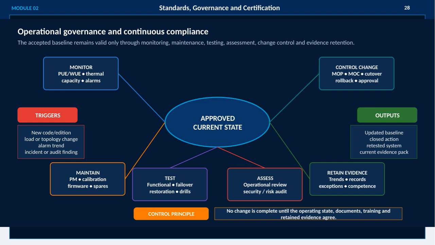The outputs of this process are an updated baseline, closed actions, retested systems, and a current evidence pack. The fundamental control principle here is that no change is complete until the operating state, documents, training, and retained evidence are fully aligned, ensuring ongoing reliability and compliance.